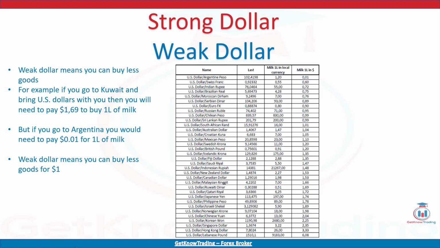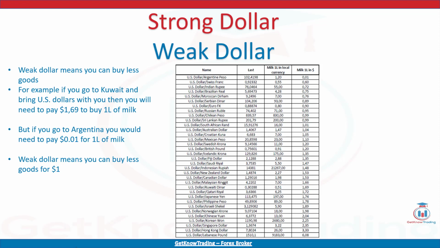For example, if you go to Kuwait and bring US dollars with you, then you will need to pay $1.69 to buy 1 liter of milk. But if you go to Argentina, you would need to pay $0.01 for 1 liter of milk. Weak dollar means you can buy less goods for $1. Well, is it better to have strong dollar than a weak dollar?